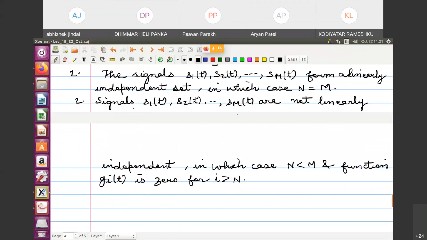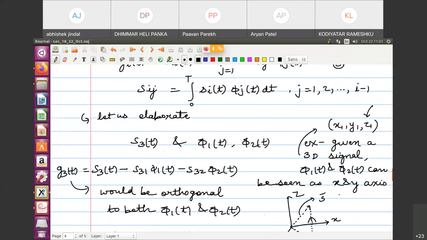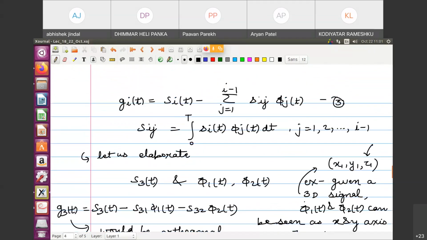In that case, the number of signals you obtain through the Gram-Schmidt procedure will be less than the number of signals you started with. If you start with m equal to 4, you might land up with 2, or at max 3, orthonormal signals. So the fourth one, G4T, would be 0. Why? Because one of the signals would be lying in the plane of the other signals.